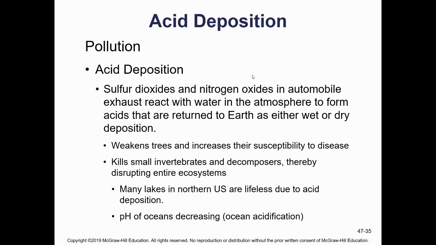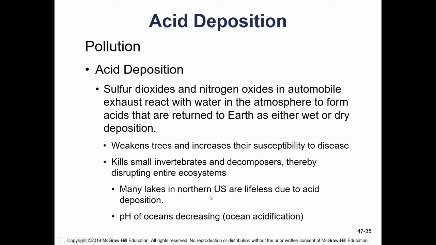So acid deposition comes from sulfur dioxides and nitrogen that are present in automobile exhaust, in a lot of industrial pollution, reacts with water in the atmosphere and comes down as acid rain. That can deplete soil of valuable nutrients, making it harder to grow plants. It can weaken trees, make them more susceptible to disease. Can kill invertebrates and decomposers. We're going to look at pH and why reducing pH is such a problem. There are a lot of lakes in the northern U.S. that, because of the change in pH, are now lifeless.